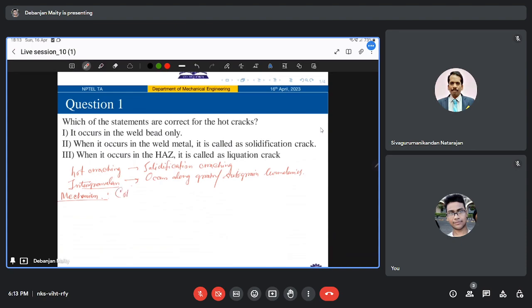So the basic mechanism is a coherent or interlocked network separated by continuous thin liquid films that is ruptured by tensile stress. Why does this tensile stress arise? Because of thermal contraction.